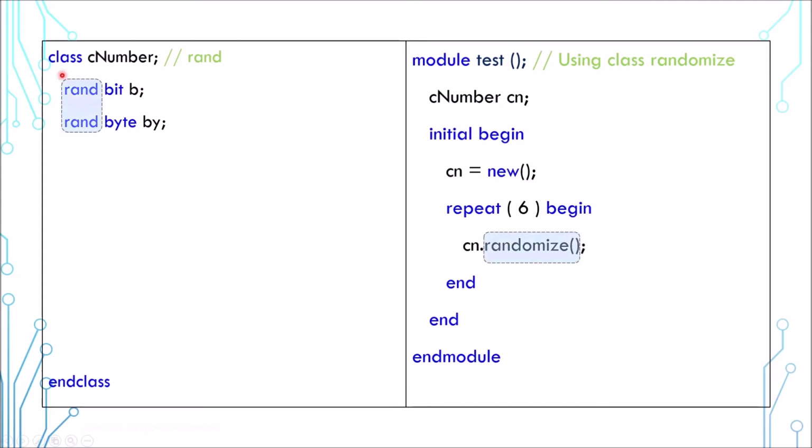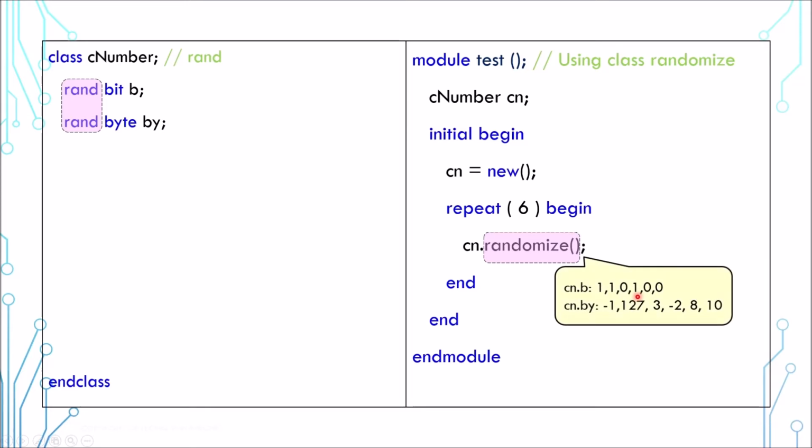You can mark a member variable with the keyword rand. Then, if you call the built-in function randomize, the class will collectively assign random values to all the members marked as rand. This would be the possible randomized values.